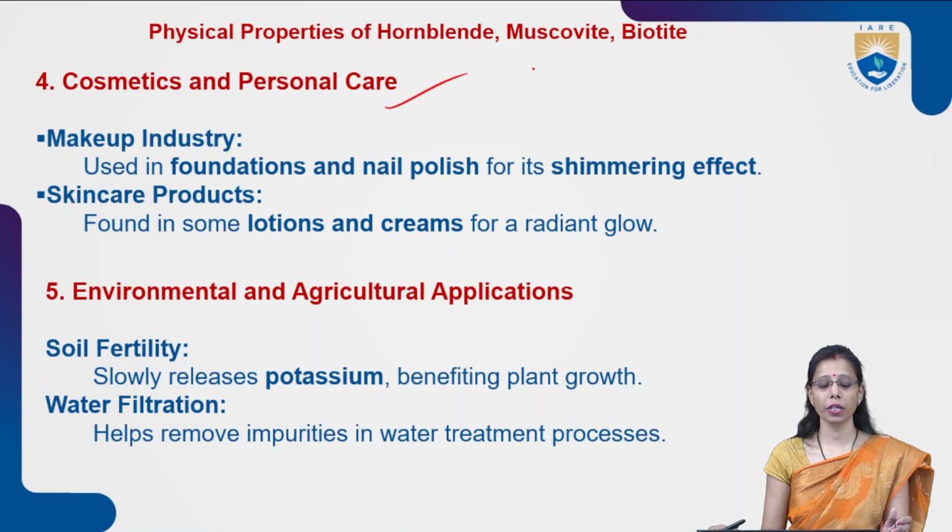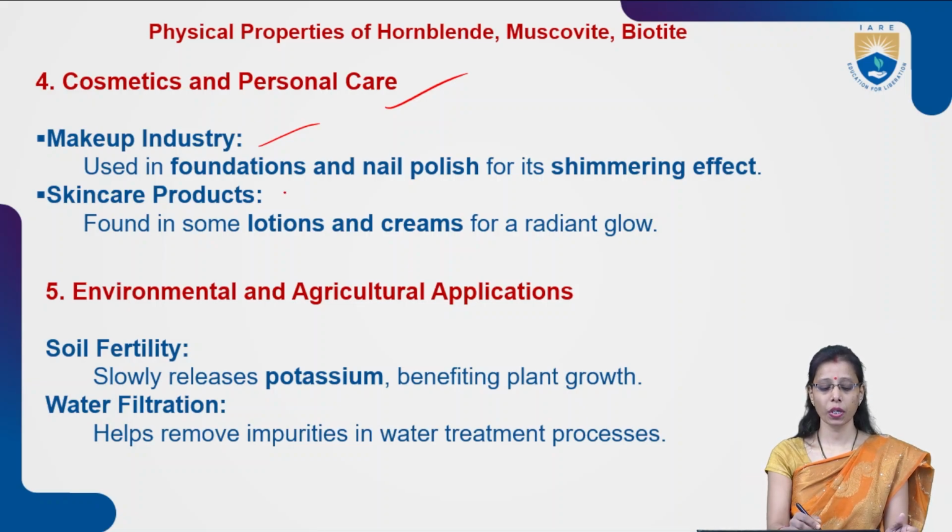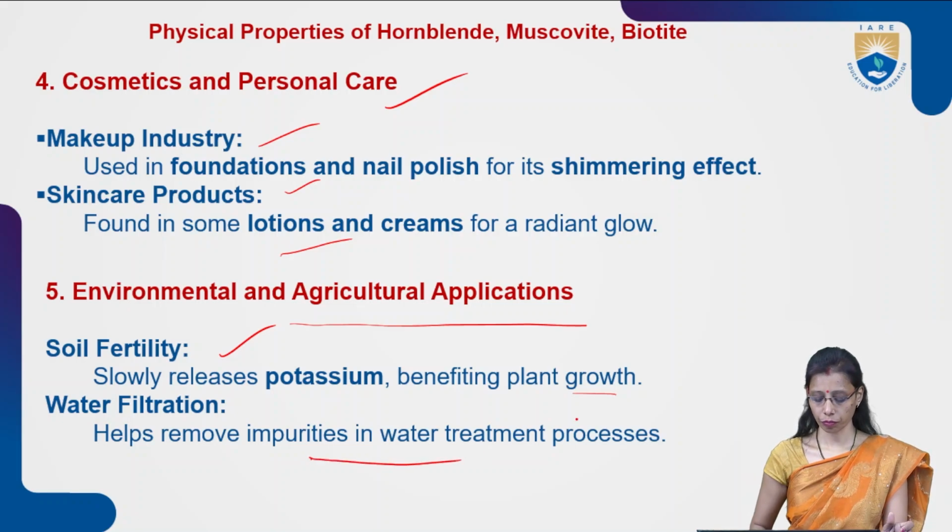Now, cosmetics and personal care. If you talk about cosmetics, muscovite is a kind of mineral which is widely used in the cosmetics field and personal care, like in the makeup industry, used in foundations and nail polish for shimmering effects, or skincare products found in some lotions and creams for a radiant glow. Environmental and agricultural applications: it improves soil fertility, slowly releasing potassium, benefiting plant growth, and it is also used in water filtration for removing impurities in the water treatment process.